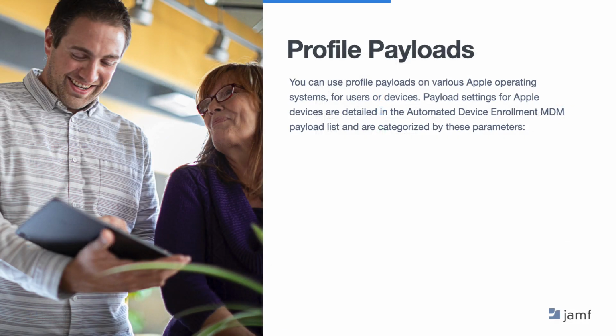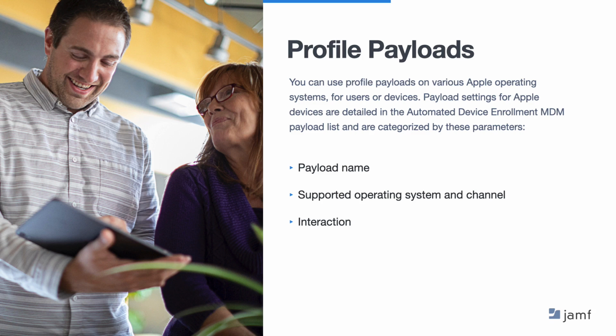Now, you can use profile payloads on various Apple operating systems for users or devices. Payload settings for Apple devices are detailed in the Automated Device Enrollment MDM payload list and are categorized by these parameters. So payload name notes the name of the payload in Apple Configurator, but if you are using a third-party MDM solution, the payload name may be slightly different. Supported operating system and channel notes the supported operating system and specifies whether you can use the payload for a device configuration profile or for a user configuration profile. Interaction notes how settings of different payloads interact when applied to a device.